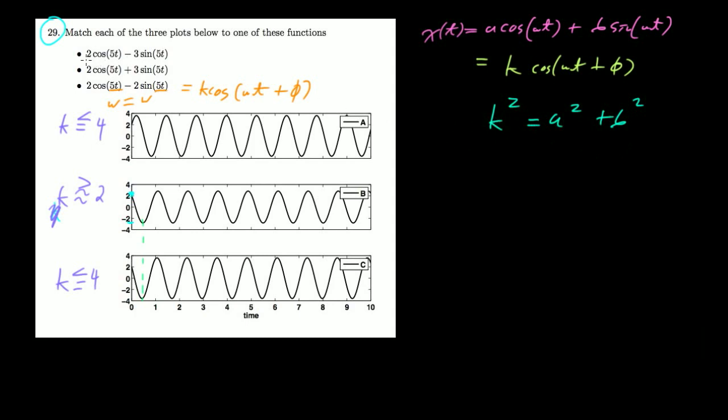I can also see that the first two are going to have the same amplitude, or at least that the numbers multiplying my cosine and my sines give me my amplitude information. It looks like graphs A and C have the same amplitude, the same k, but it looks like graph B has less of an amplitude. So I've got one thing that's going to give me a smaller amplitude.